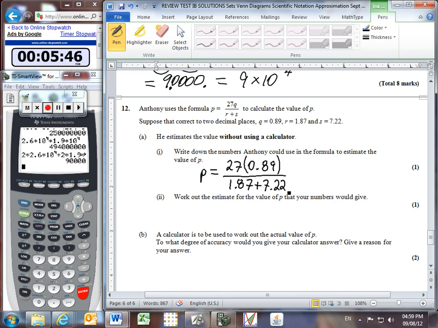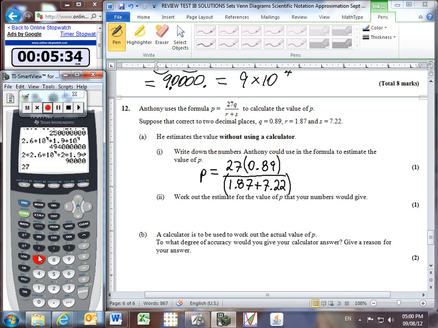Now, before you put things into your calculator, think very carefully about what we're going to do here. We want to divide by the entire sum. And so put your denominator into parentheses. Here we go. 27 is multiplying 0.89. And let's figure out what that result is. And now we will divide that result by the sum of 1.87 and 7.22. And now it will give us the answer of 2.6435 and so on.